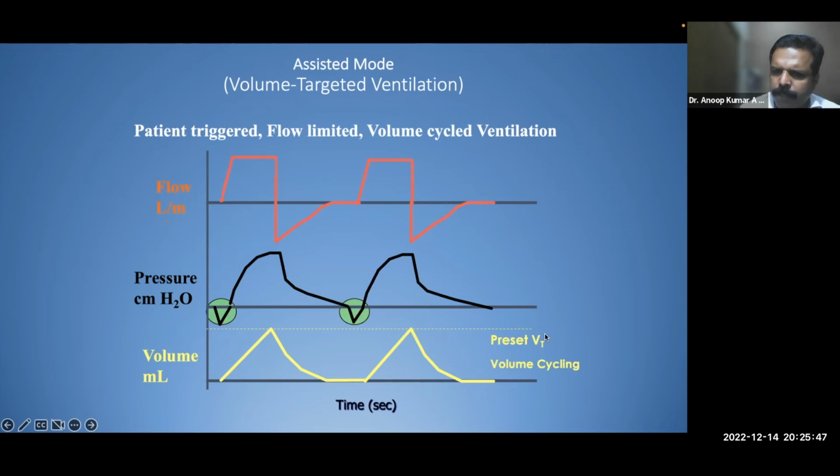It is preset. Suppose it is SIMV, even if it is triggered by the patient, and even if you have set a constant pressure support, your tidal volume will be varying. But in the assist control mode, your tidal volume will always be constant in a volume control mode, or your pressure will always be constant in a pressure control mode. So that is the beauty of the assist control mode.